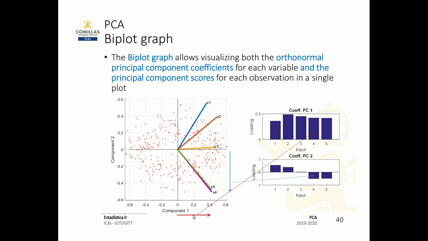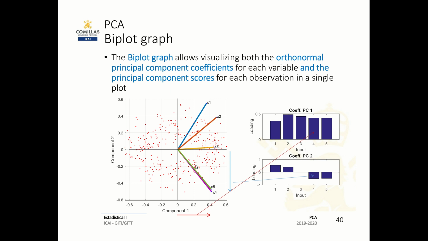So if we are plotting component 1 versus component 2, then we would take the first loading of the first input variable in both components. So this is the first variable, and it would have 0.4 in the first principal component and 0.6, let's say, in the second. So this would be 0.4, 0.6. It would be this point. And the same for x2, that is here. x3 has 0.4 in PC1 and 0 in PC2, so it is here, and the same for x4 and x5.